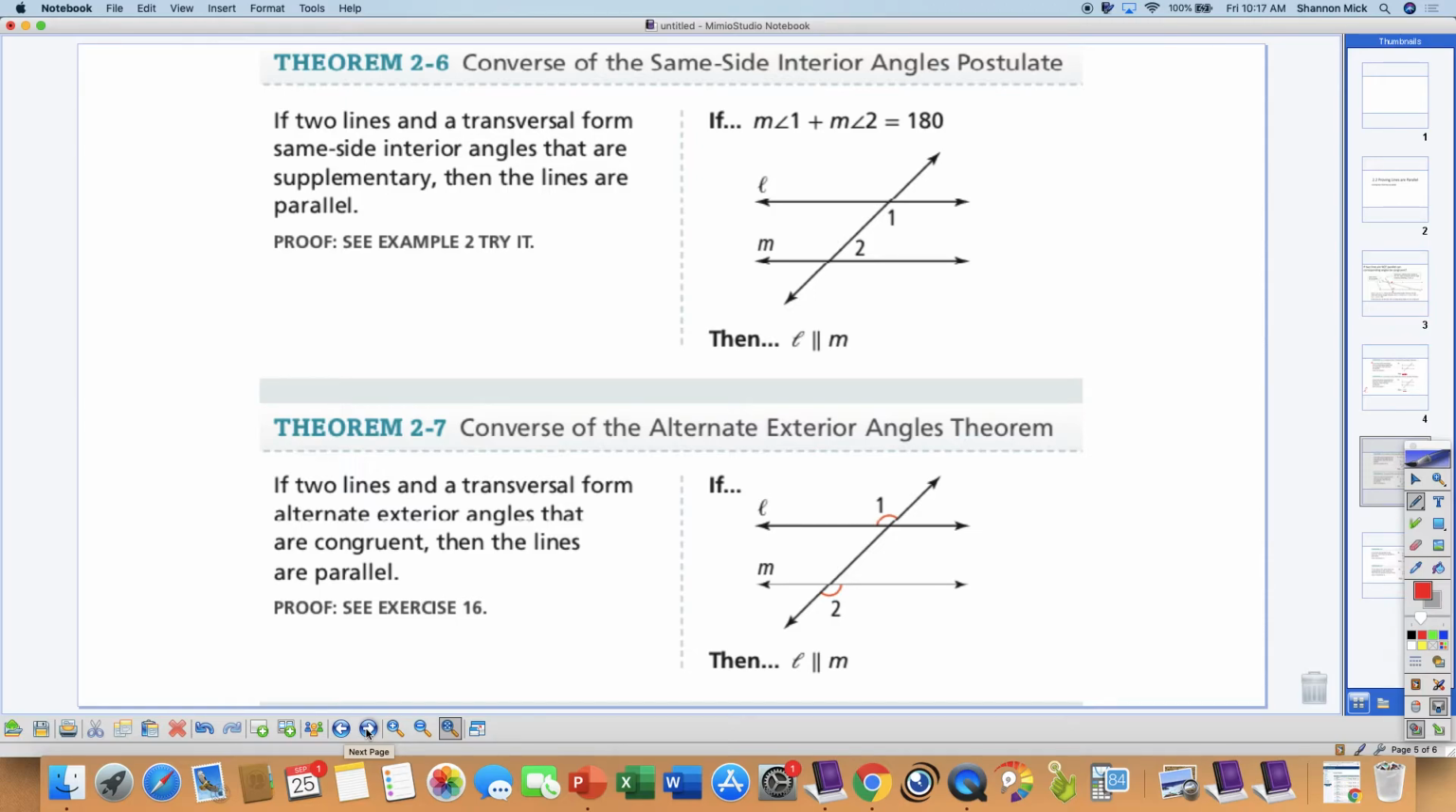Okay, now alternate exterior angles. Before today, in the last section, when two lines were parallel and you had a transversal, alternate exterior angles were what? Congruent. So now we're going to say if we had two lines and a transversal and the alternate exterior angles are congruent, then the lines are what? Parallel. Do you see how we're just switching it around? Before they were parallel, so we knew they were congruent. Now if we know they're congruent, we know the lines are parallel.